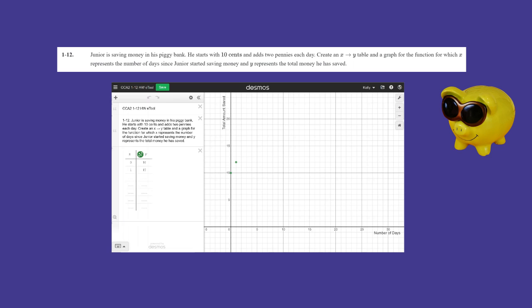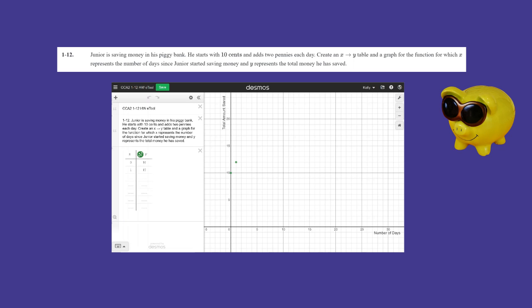So hi there, this is the Desmos homework e-tool for number 1-12. And I really like these e-tools. If you are somebody who has not ever clicked on these links, they're actually really helpful and they get you started with this problem. So I'm just going to go ahead and take a look at this problem.